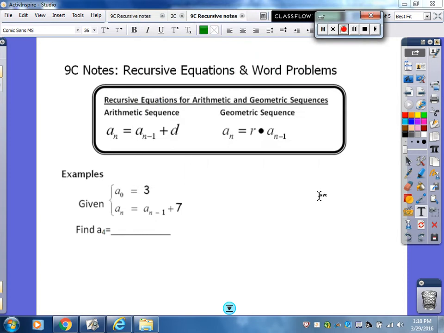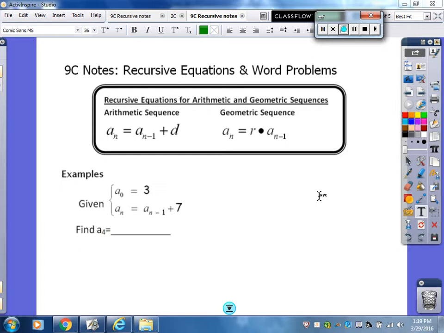Alright, today we're going to be looking at 9C notes, recursive equations and word problems. Now, a recursive equation is just a repeated application of a rule. So we're going to constantly add the same difference if it's arithmetic or multiply by the same ratio if it's geometric. Alright, so notice the form of it.